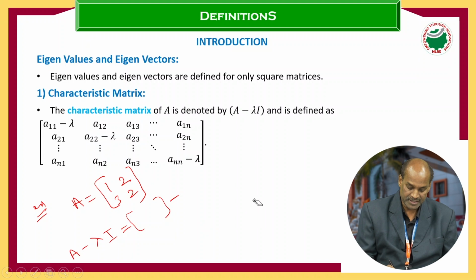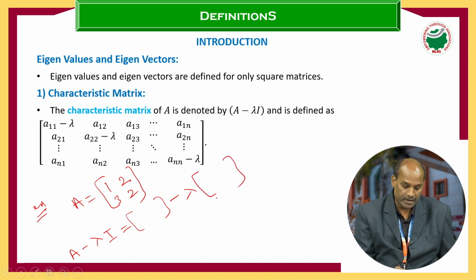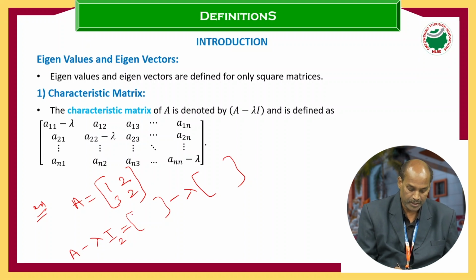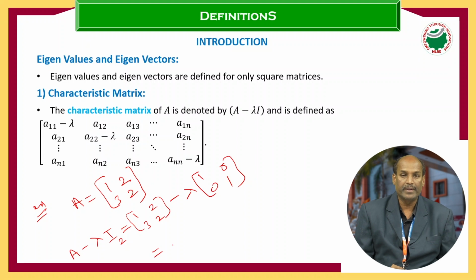A matrix minus lambda I matrix. Here, what is the order of I? Second order unit matrix, because A is a second order square matrix, that's why you have to take a unit matrix of order 2. If A is a 3 by 3 matrix, then we have to take I3, the third order unit matrix. So now here [1, 2; 3, 2] minus lambda [1, 0; 0, 1]. Now this is equal to what?